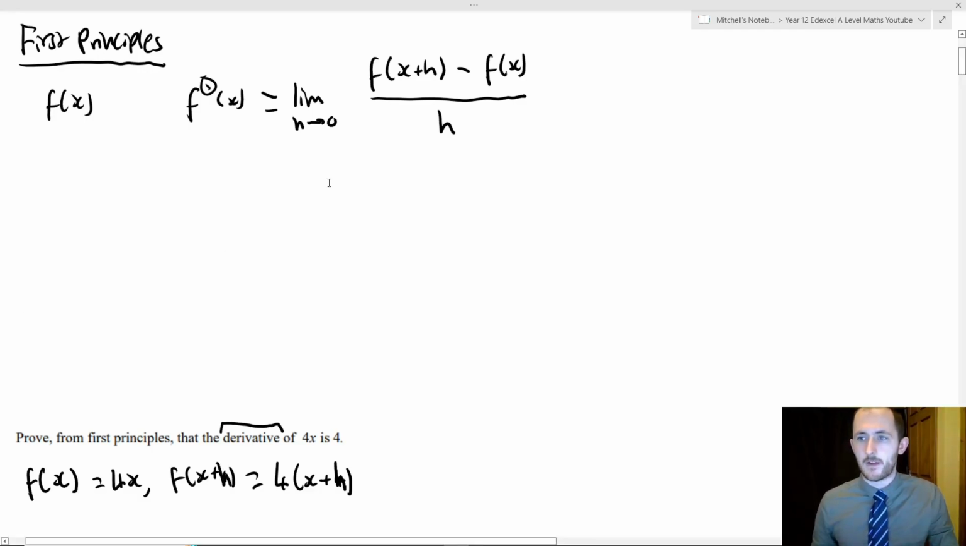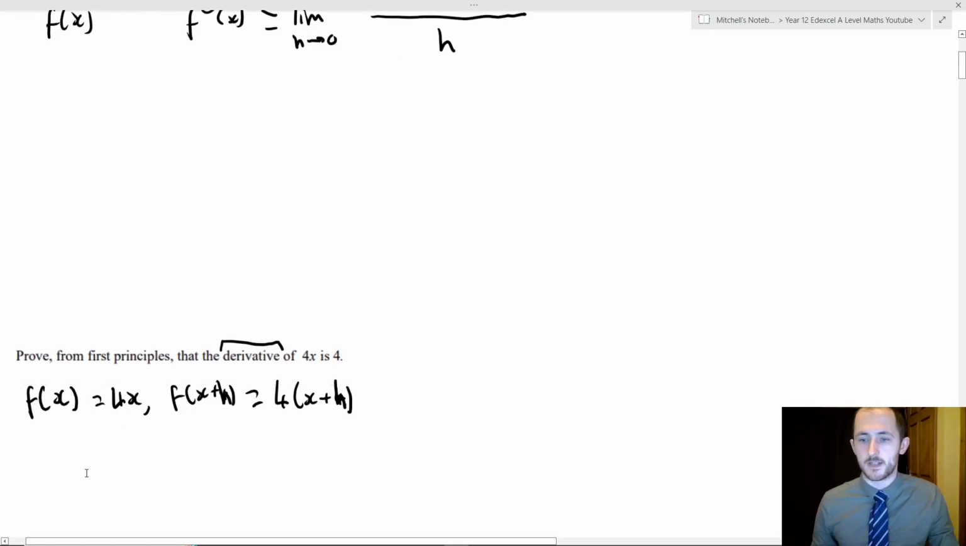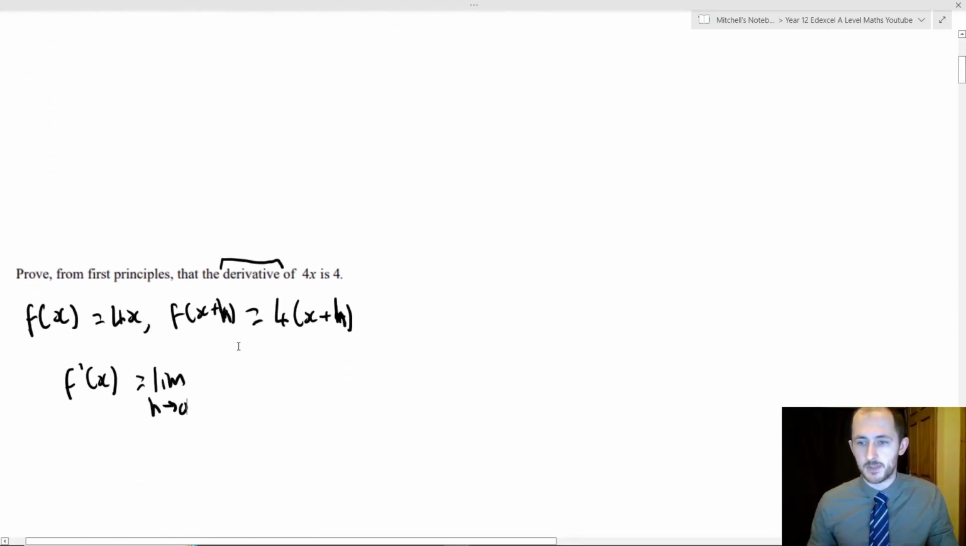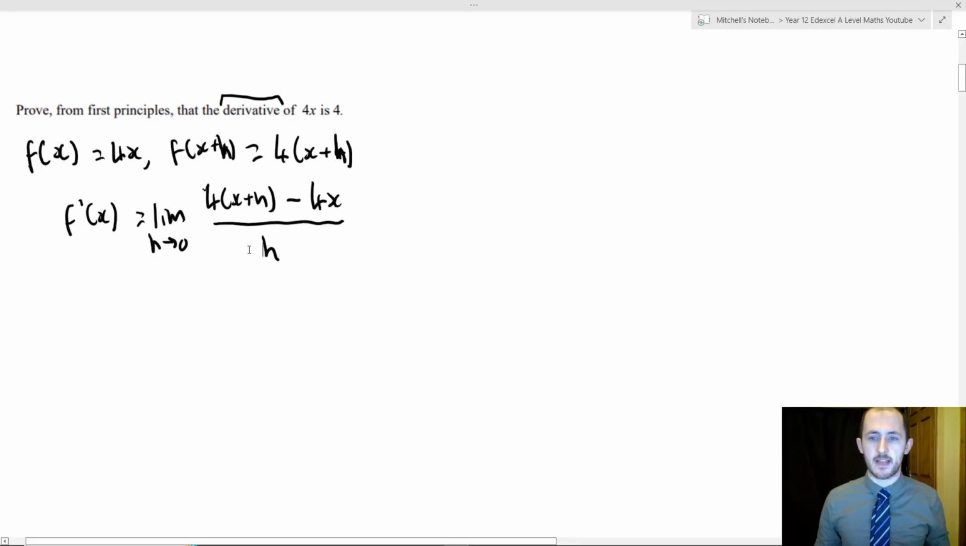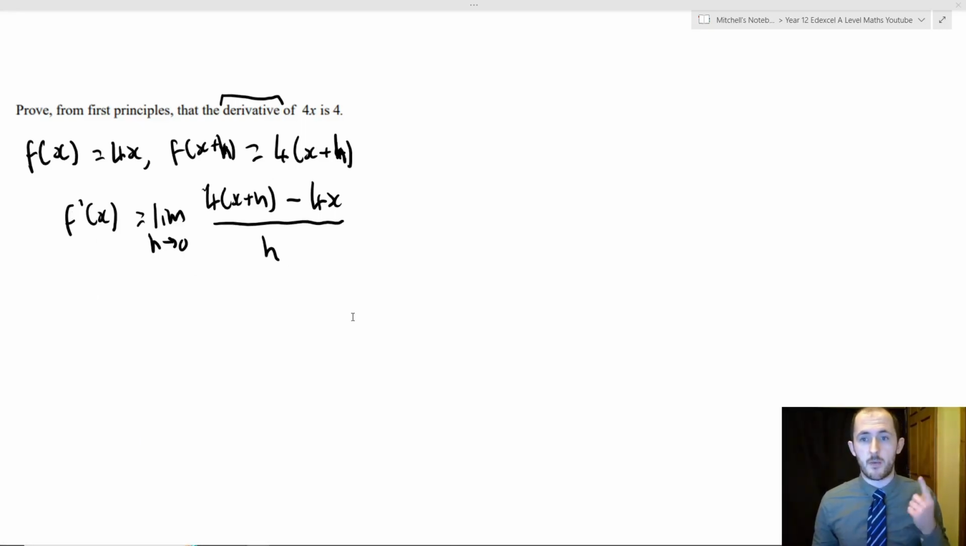Okay. Now if I look at this formula here, let's substitute it in, shall we? So f prime x, the first derivative, is the limit as h tends to 0 of f of x plus h, which is 4 times x plus h, minus the original function, which was 4x, over h. So again, we don't do this now, because obviously as h tends to 0, it looks like the function's going to go off to infinity because we're dividing by something that's approaching 0. But let's actually have a look at what happens.